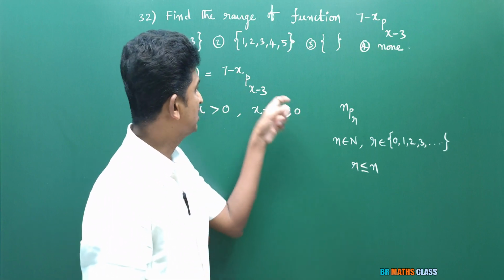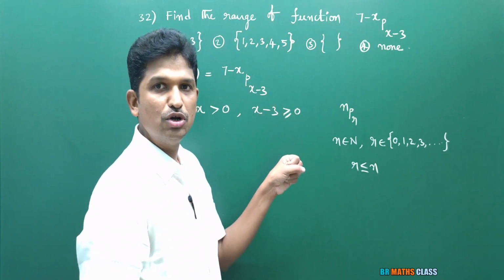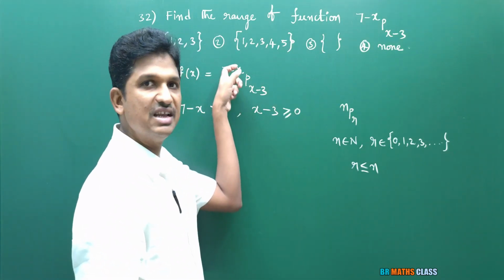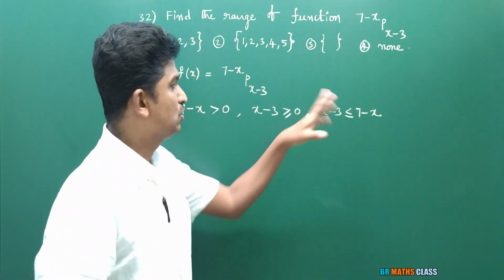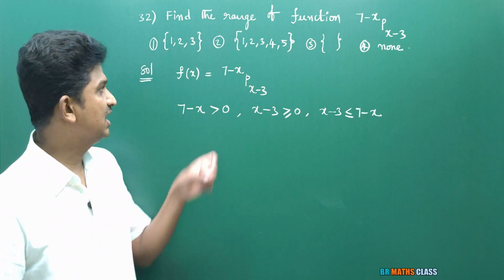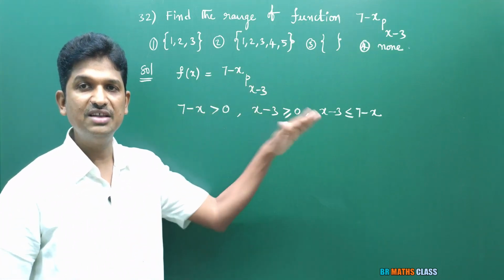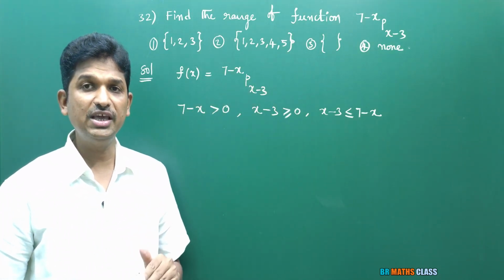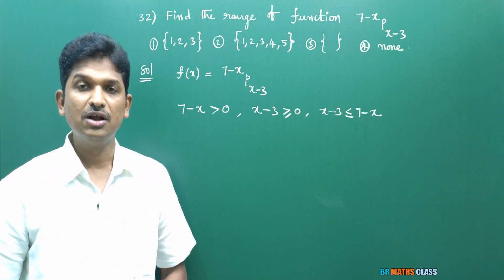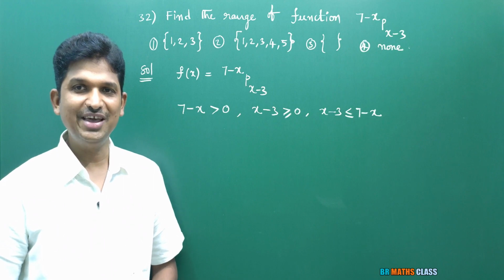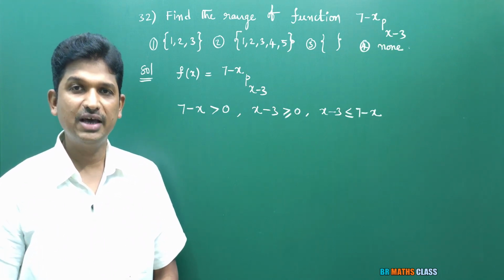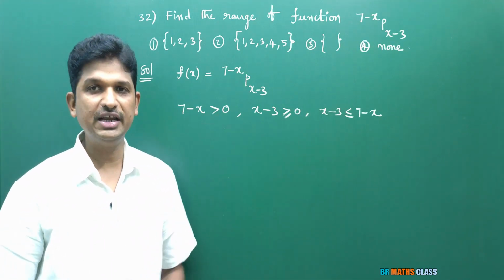And the third condition is what? This r is less than or equal to n. That means x minus 3 is less than or equal to 7 minus x. To calculate the domain of nPr, we consider these conditions. Not only to calculate the domain of nPr, to calculate the domain of nCr also, we will consider this type of conditions only. Now, I need to find the x values which satisfy all three conditions.